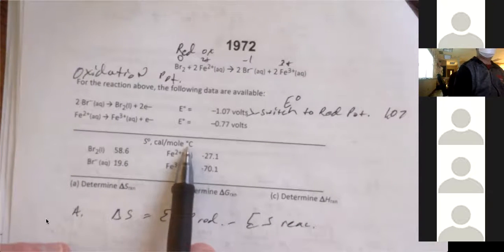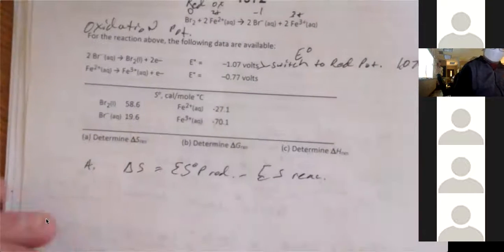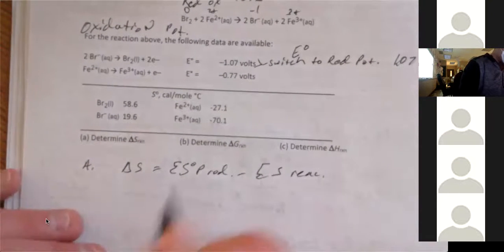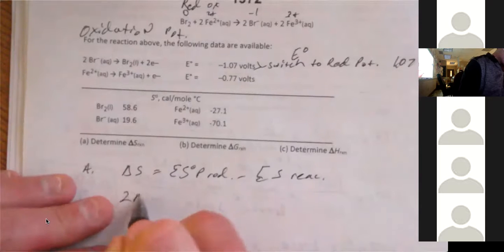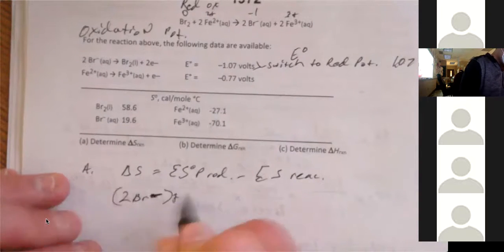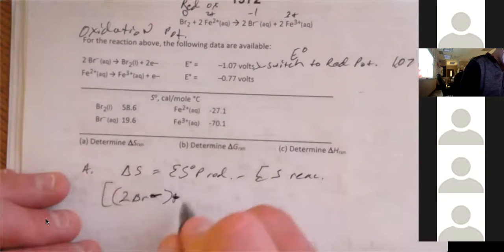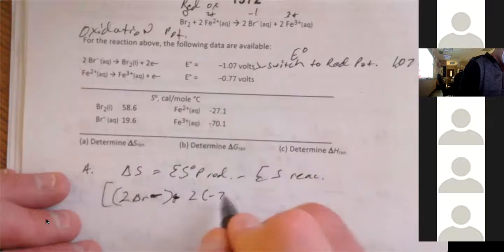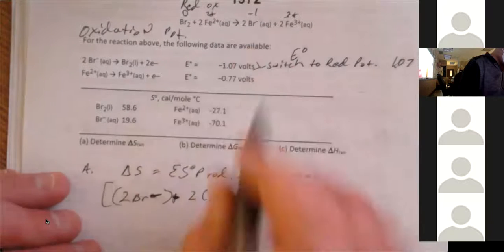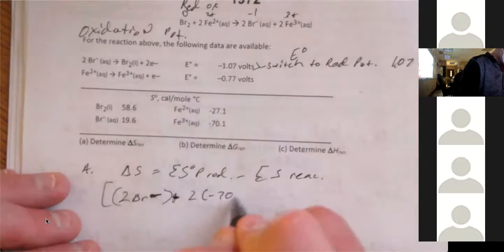So there's 1972, they were playing a bunch of weird, like let's give them the oxidation potentials instead of the reduction potentials. Let's give them calories instead of kilojoules. So that is a little bit weird. So let's do this. We have 2 times the Br2. We're going to add that to 2 times the Fe3+, because we have 2 there. These are our products.